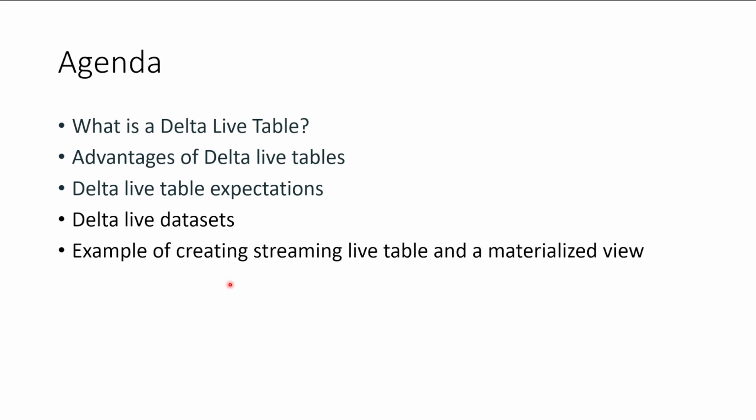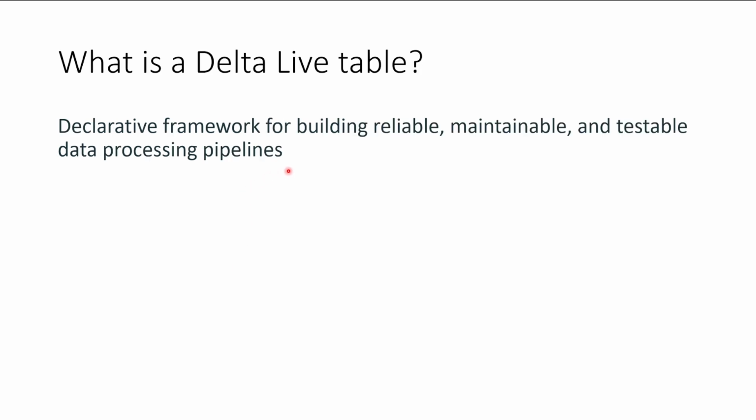So let's start. What is a Delta Live Table? Delta Live Tables is a declarative framework for building reliable, maintainable, and testable data processing pipelines. You define the transformations to perform on your data, and Delta Live Tables manages task orchestration, cluster management, monitoring, data quality, and error handling. Let us discuss these advantages of Delta Live Tables in detail.